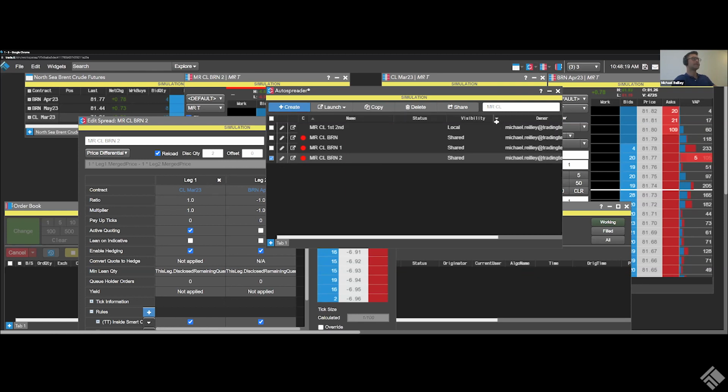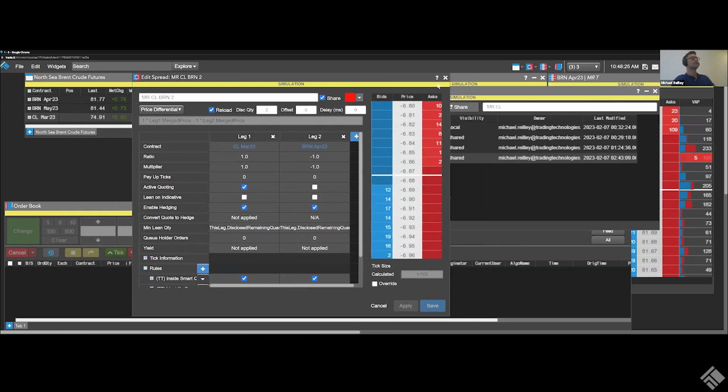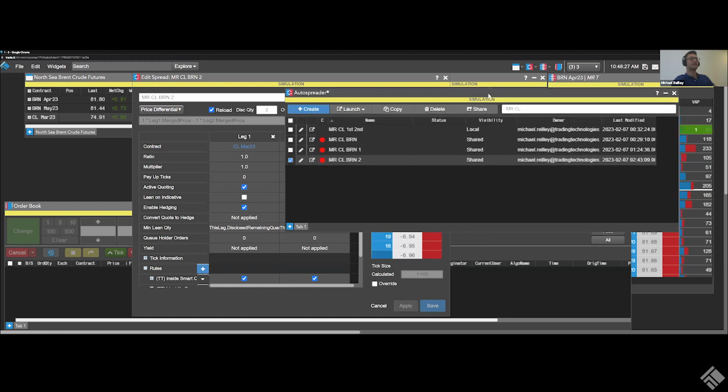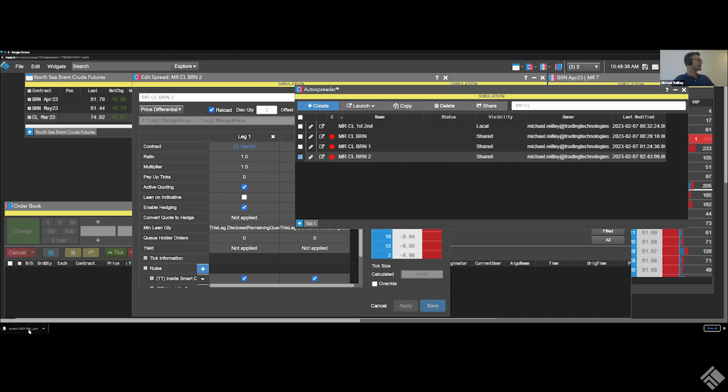It's denoted right here by visibility. In this case, the one we created was shared. If you are trying to share it with someone outside of the company you're in, I believe you can right-click, export, selected spread, and click that. It downloads a little JSON file, and then you can pass it along to them as you see fit.